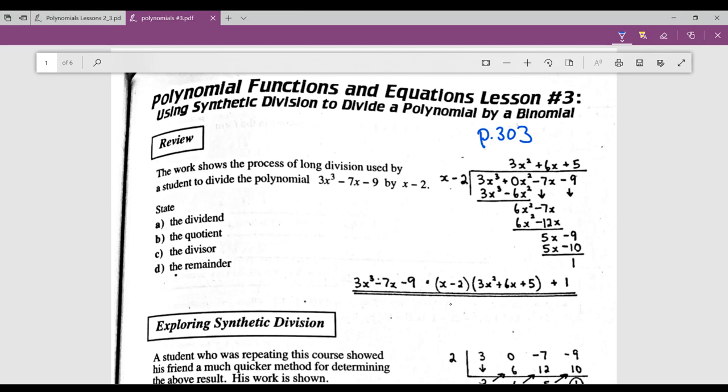And here's an example of long division. Dividing 3x cubed minus 7x minus 9 by x minus 2. So the x minus 2, the divisor, goes on the outside. Inside goes the polynomial, but we have to add in the placeholder, the 0x squared, because it's x cubed, x, and 9. We followed the rules all the way down. We get our quotient up here and our remainder down here. And then we rewrite it as dq plus r. Okay, that's quite a bit of work.